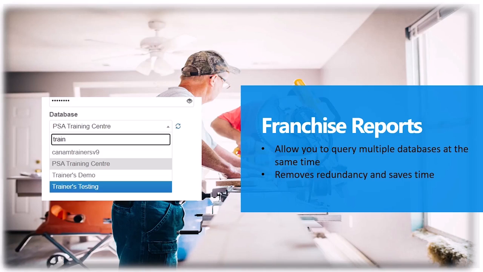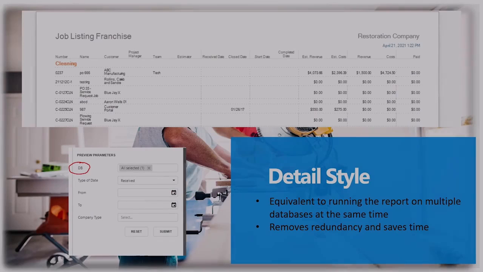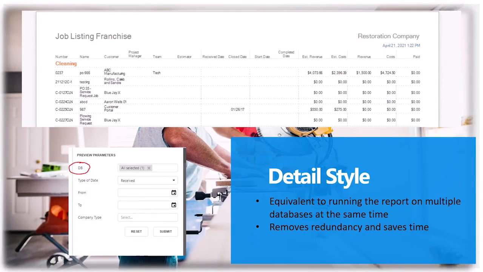This also allows you to take a macro-level approach to auditing jobs by allowing you to compare and contrast all of your data across multiple databases at the same time, providing an overview of all the information in your system. There are two styles of these franchise reports.